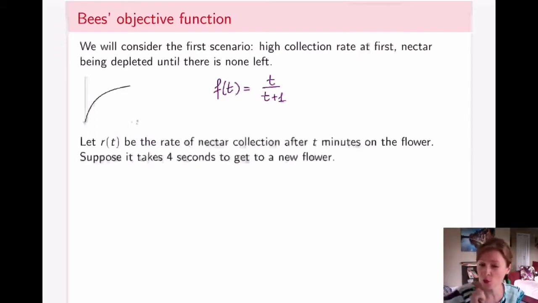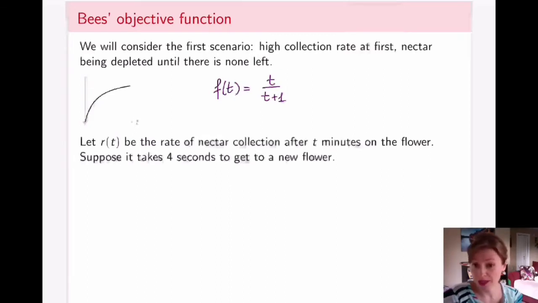Now, as we've mentioned before, it's not the total amount of nectar that I'm trying to maximize. I'm trying to maximize, me being a bee, the total amount of nectar per visit, and that has to include the travel time because I have to factor that in when I decide to stay on the flower or leave the flower. So this R of t will be the rate of nectar collection after t minutes on the flower. So not the total amount of nectar, but rather how fast, or what is the proportion with respect to time. Okay, so I'm also given that for this particular patch, I have 4 seconds of travel time between every 2 flowers.